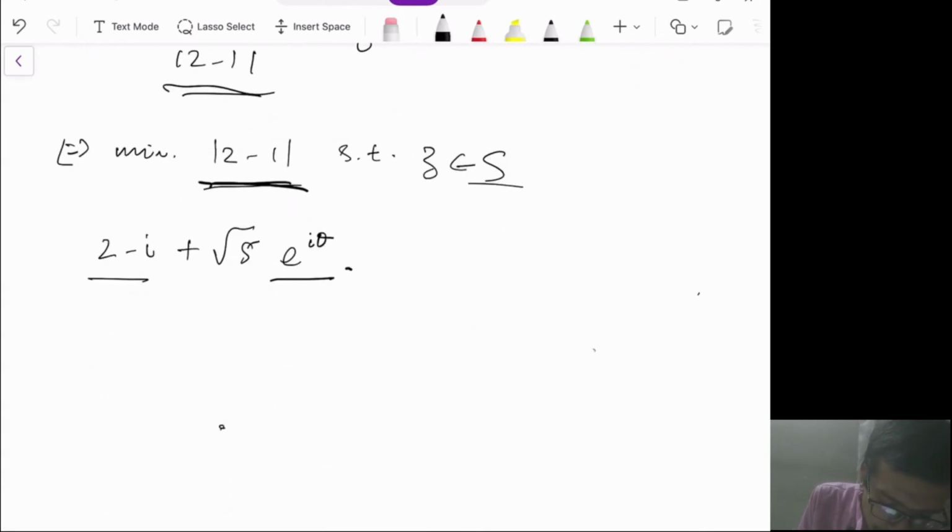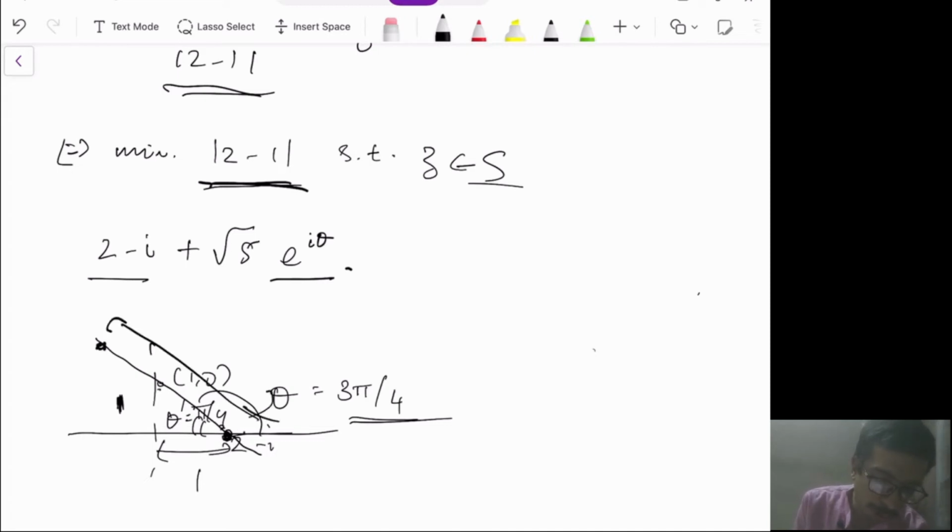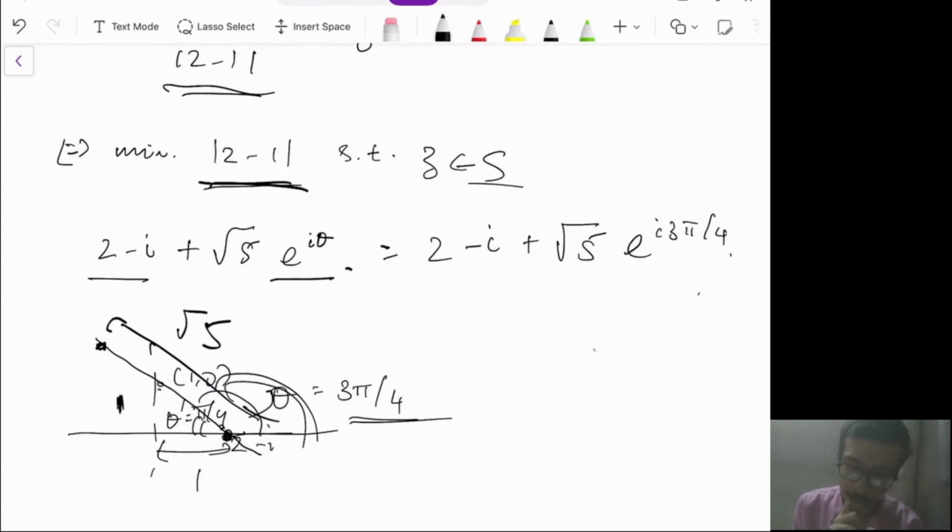So suppose I have this point 2 minus iota and this point (1, 0). We can find this sort of angle, and you can see that this height is 1 and this distance is also 1, so this theta prime is going to be pi over 4 over here. And the value of theta which it makes with the positive x-axis is going to be 3 pi by 4. So with respect to 2 minus iota, the distance of this point is going to be root 5, and the angle which this line makes is precisely 3 pi by 4. So overall this point can be represented as 2 minus iota plus root 5 times e to the power iota 3 pi over 4.